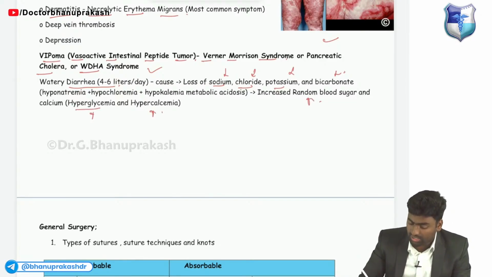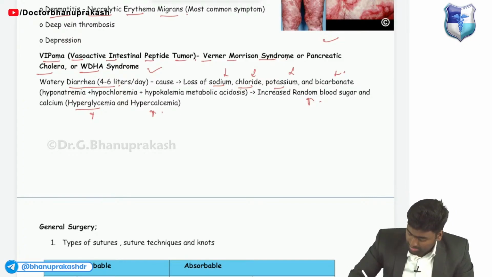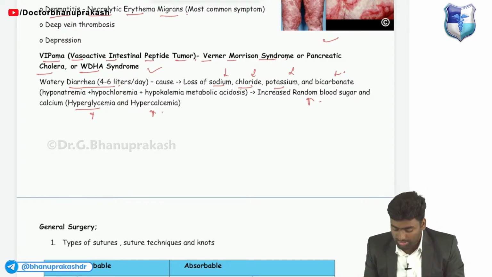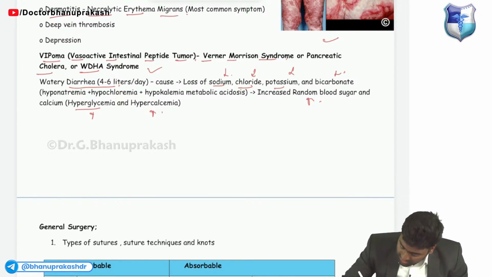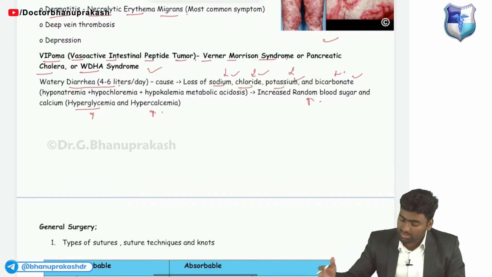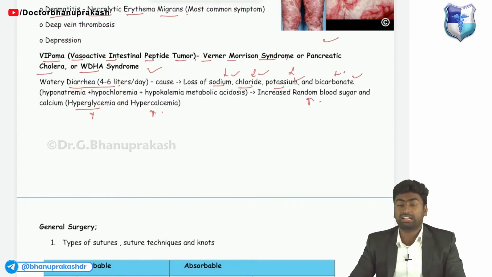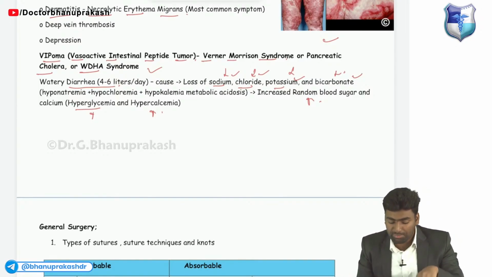along with hypercalcemia. So remember, it is the VIPoma which mimics cholera, and along with this there will be loss of sodium, chloride, potassium, and bicarbonate. All of this will be seen along with the diarrhea, and this is typical for VIPoma, which is also known as WDHA, VADA syndrome.